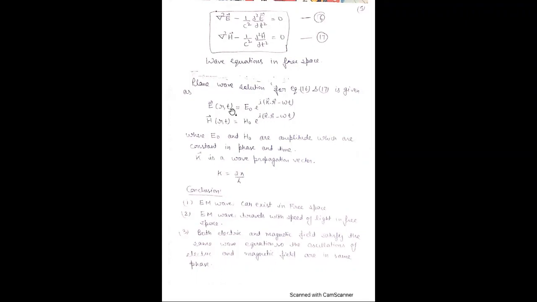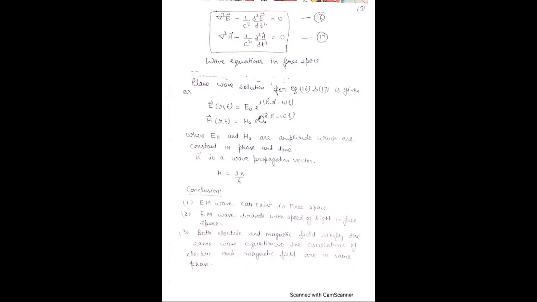Now the solution of this type of equation is E at position r with time t, that is equal to E naught e to the power iota (k dot r minus omega t). Similarly for H, H naught e to the power iota (k dot r minus omega t). Here E naught and H naught are the amplitudes which are constant in phase and time. And k we know is the propagation vector, and k is equal to 2 pi by lambda. Here lambda is the wavelength of light.